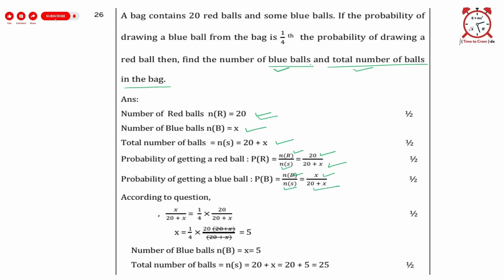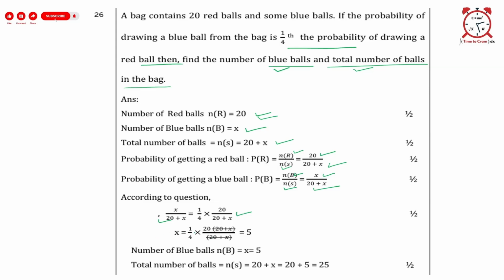There is a relation between them: the blue ball's probability is 1/4 of the red ball's. So let us make the equation from them. X by 20 plus X, this is the probability of the blue ball, it is 1/4 of the red ball.